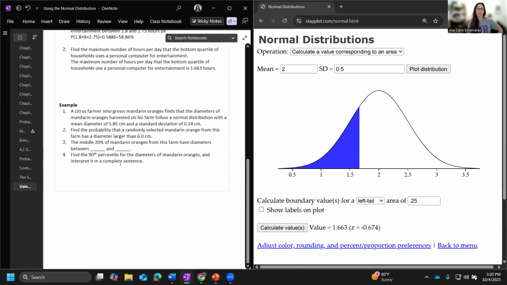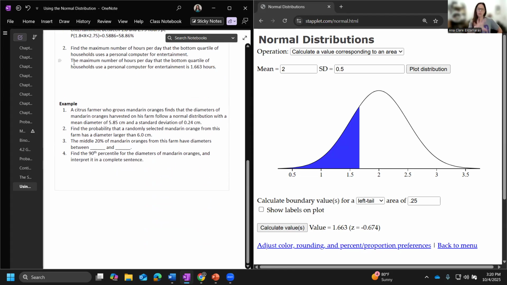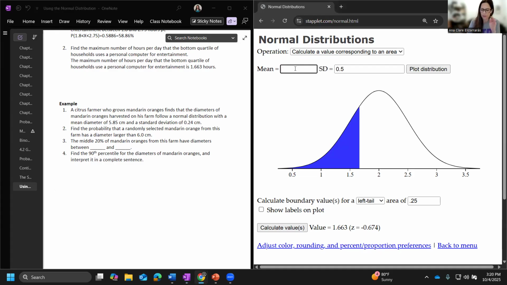All right, let's do one more. See if you can pause the video, read this, and determine where should I be in the normal curve. A citrus farmer who grows mandarin oranges finds that the diameters of mandarin oranges harvested on his farm follow a normal distribution, great, using the right calculator, with a mean of 5.85 centimeters and a standard deviation of 0.24 centimeters.